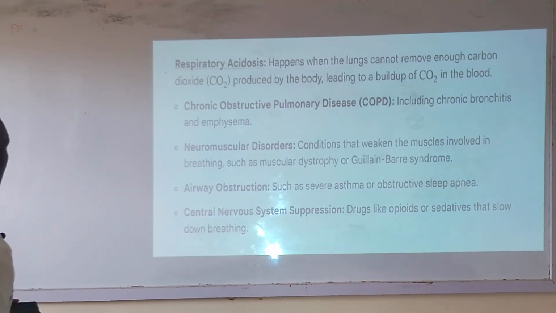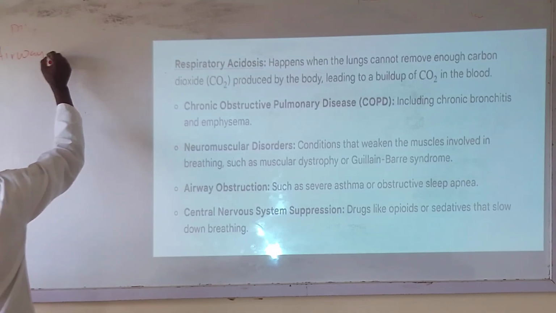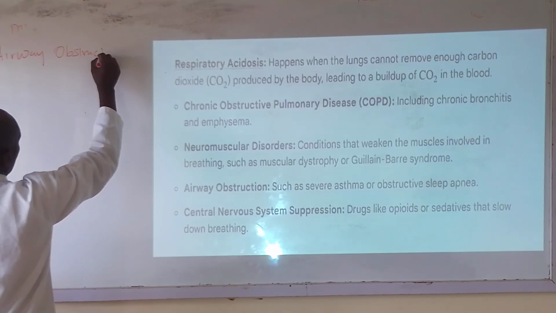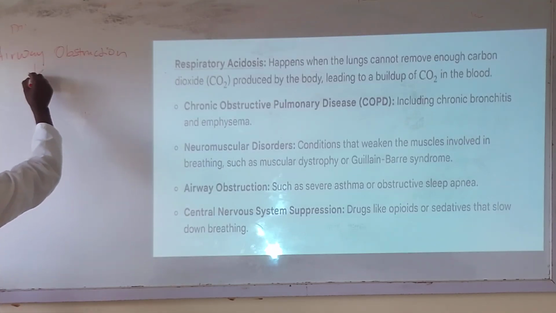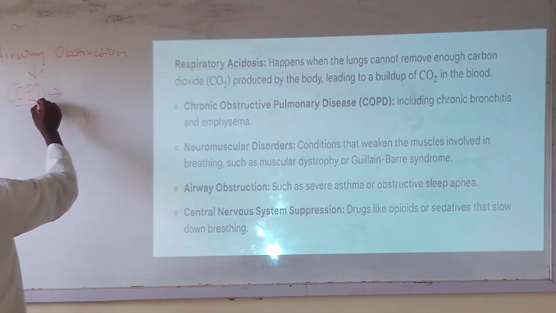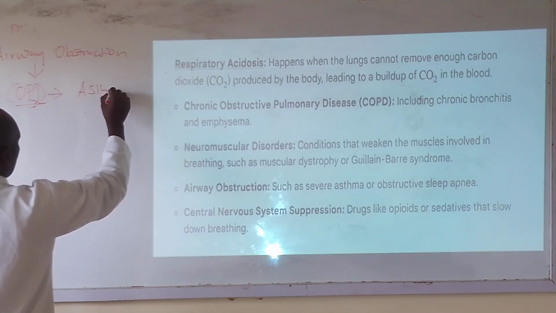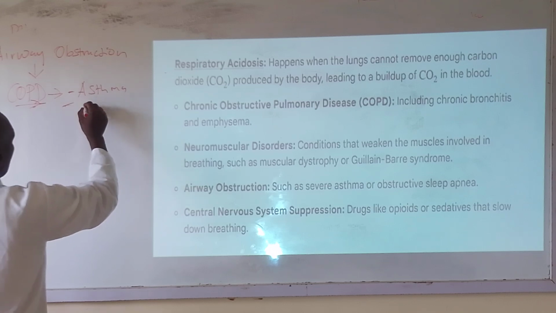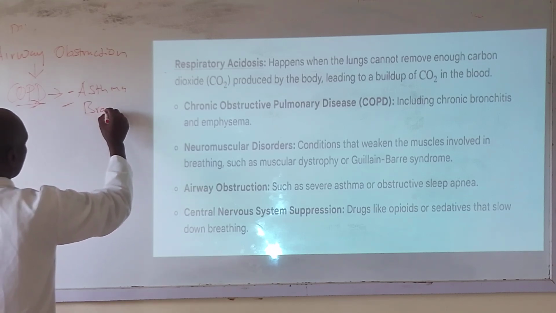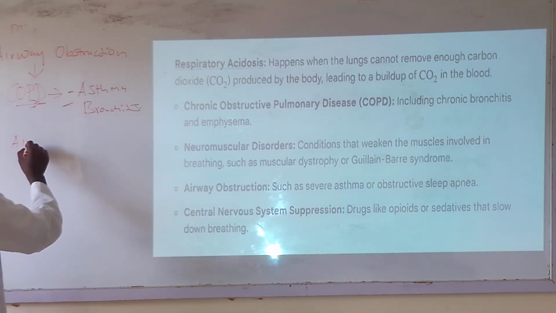We said that there is obstruction in flow of air. We actually call it airway obstruction. And a good example of airway obstruction is COPD. This is a group of conditions. One can be asthma. Others are issues to do with chronic bronchitis. Bronchitis can also be part of this, and so on and so forth. So when there's obstruction in the airway pathway, we say air is actually obstructed.